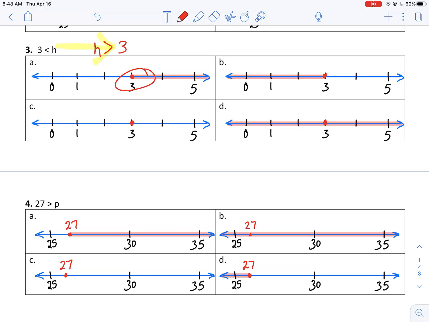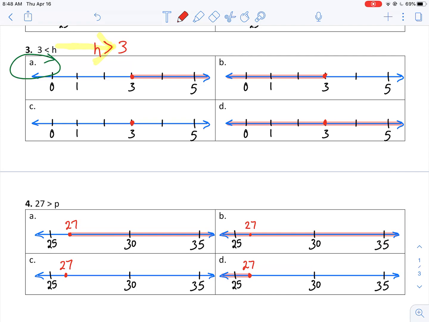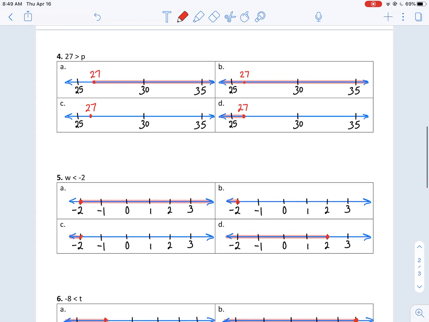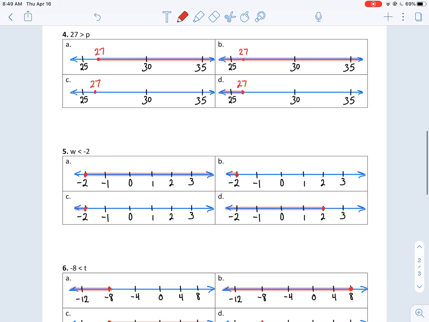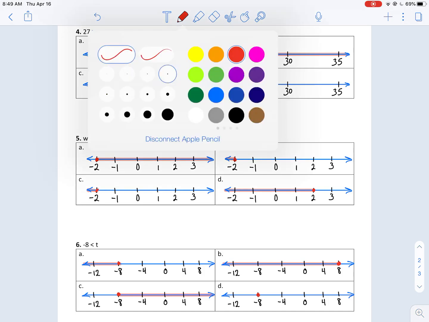And what does this tell me? H is bigger than 3, because this alligator mouth opens up toward H. So H is bigger than 3, and I want to shade to the right, just like my inequality symbol says. So I want to start at 3, and I want to shade to the right. Well, looks like A is going to work, but let's make sure the other ones are incorrect before we stop. B, I'm shading to the left, but we can see, again, I want to shade to the right. B is not correct, C is not shaded, and D is shaded everywhere, which is not going to work for us.